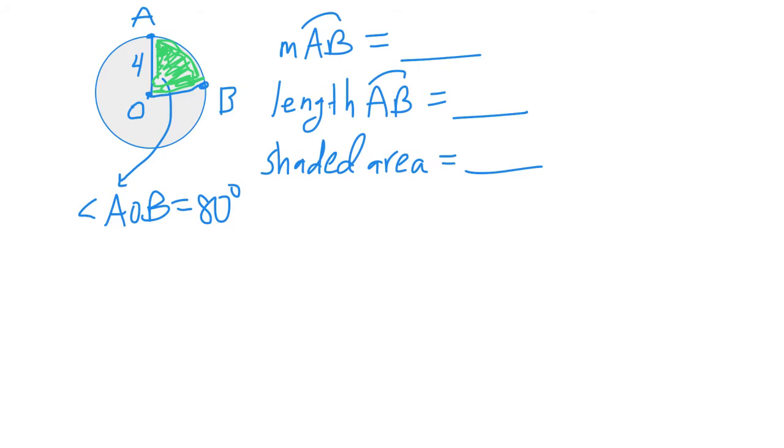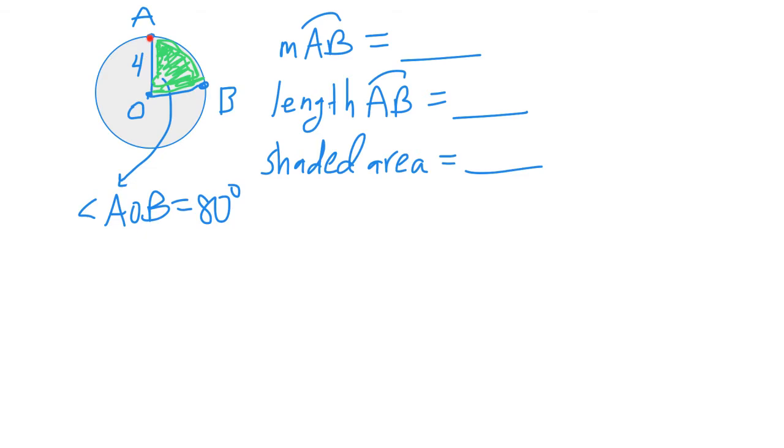In this next picture, we have a circle, which is centered at point O. And we have a minor arc from A to B. And the central angle is 80 degrees, AOB. We're looking for the measure of the arc. And when you see the measure of the arc, that means we want a degree answer. And we're looking for the length of the arc.